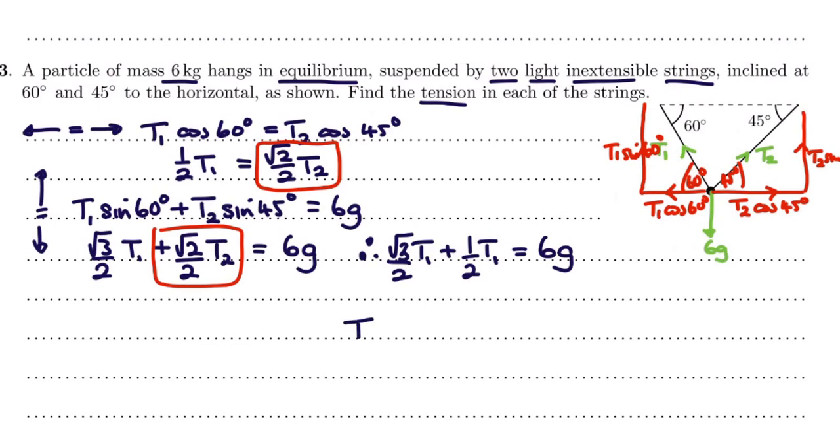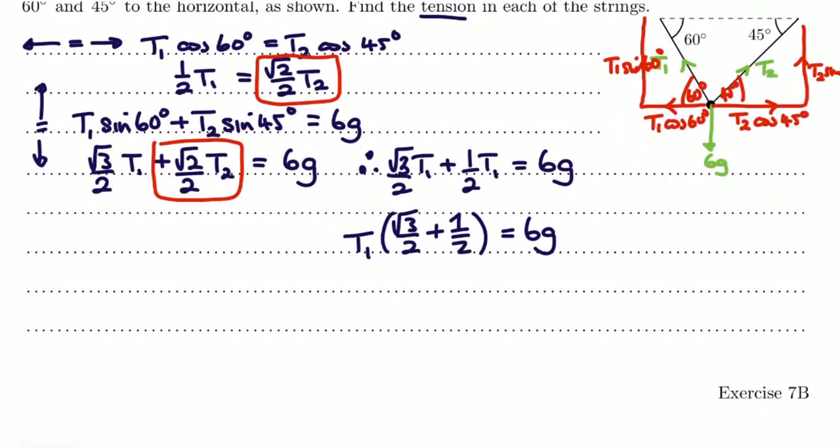You can pull out T1 as if it's a common factor, so you get T1 times root 3 over 2 plus a half equals 6g. Pop that in your calculator, okay, and you get that T1 equals 43.04 newtons, which of course is 43 newtons to two significant figures.